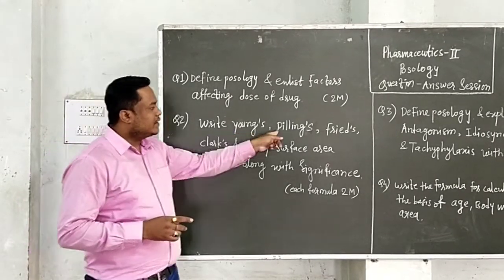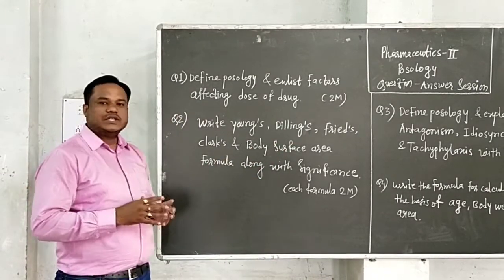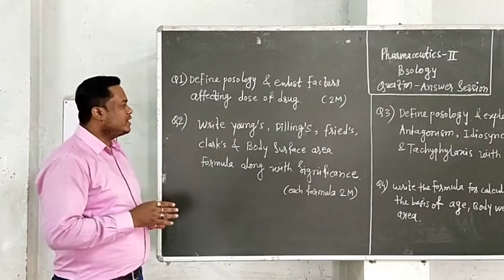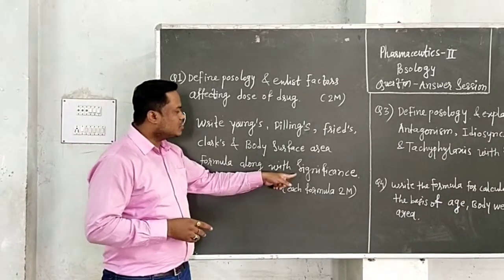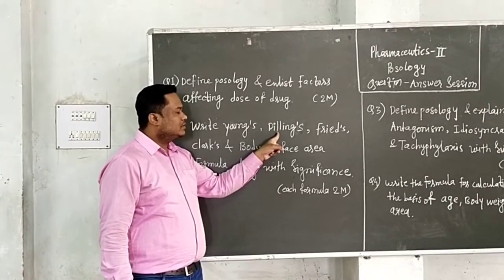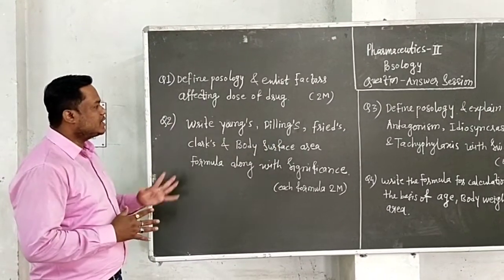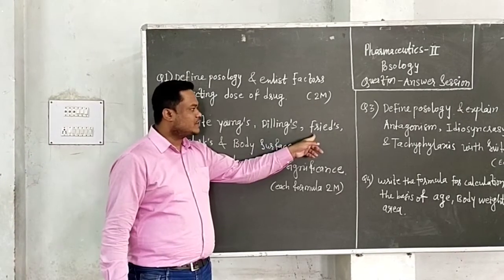Then second, it is Dilling's formula. Dilling's formula: child dose equals age in years upon 20 into adult dose. And what is the significance of this Dilling's formula? This Dilling's formula is used to calculate the dose for a child aged between 4 to 20 years. This is the significance.